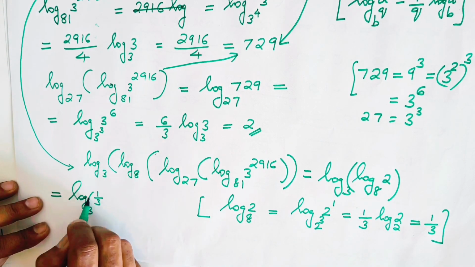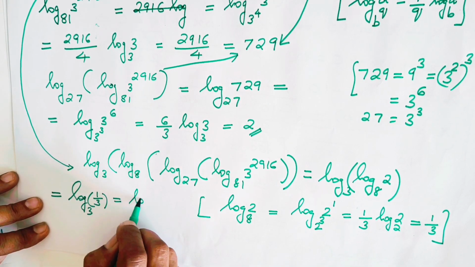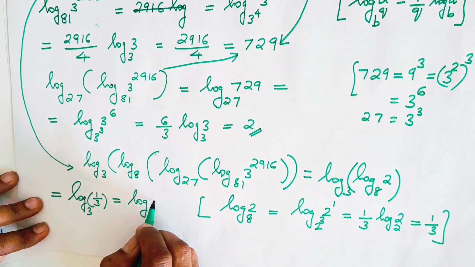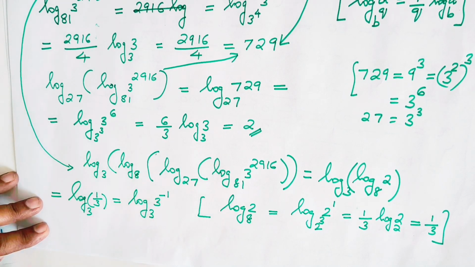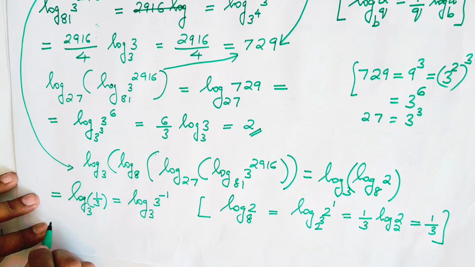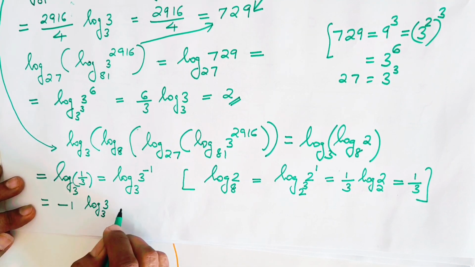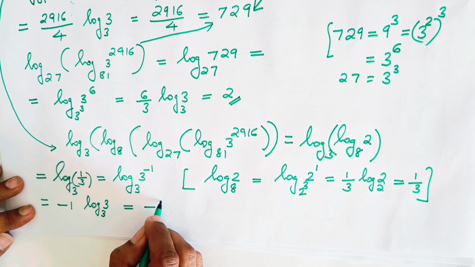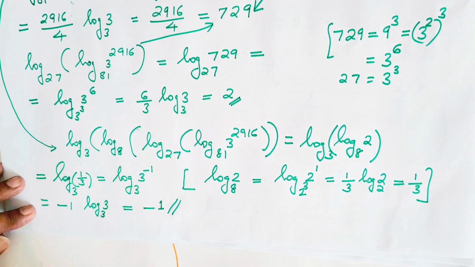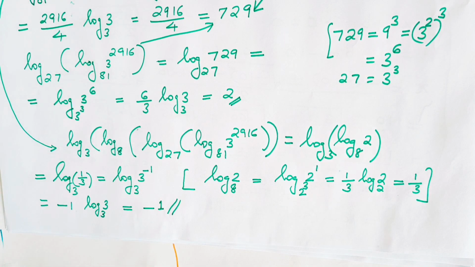I am substituting that here. Now log of 1 divided by 3 is nothing but 3 to the power minus 1. And this minus 1 will come down using the power rule. So minus 1 times log 3 to the base 3, which as you know is minus 1. So this is the final answer. This is the simplified number for the given logarithmic expression.